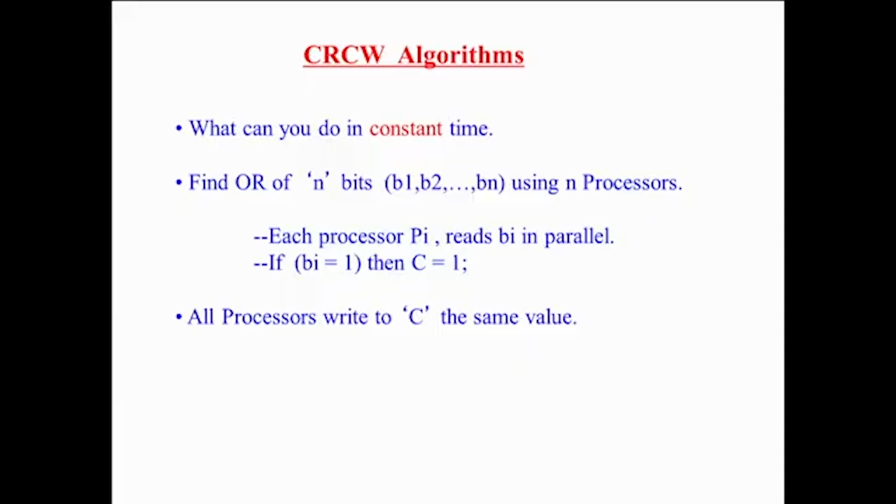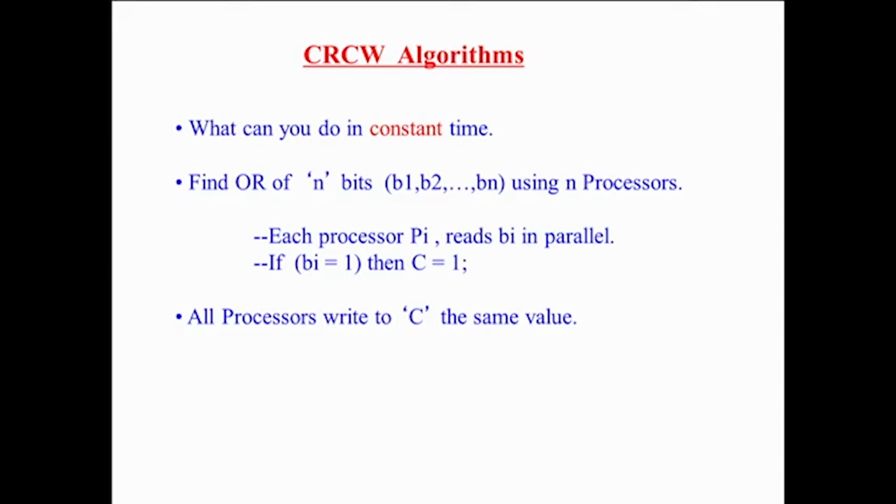Are you able to do this? So how will I find OR? Same way. S is 0. If Bi is equal to 1, S equals 1. That way I can find the bitwise OR, and again I can do it in constant parallel time.